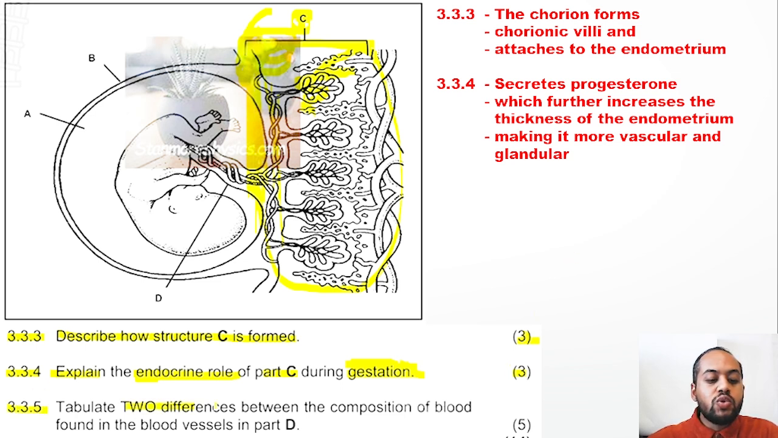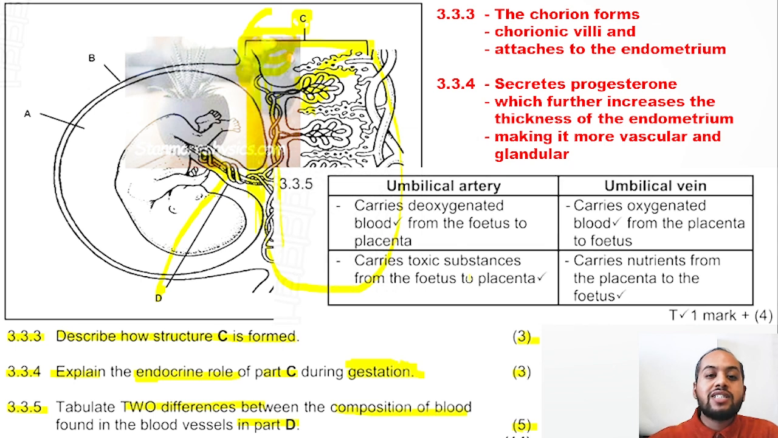3.3.5, tabulate 2 differences between the composition of blood found in the blood vessels in part D, for 5 marks. Blood vessels in part D. What is part D pointing to? It's pointing to the umbilical cord. What are the blood vessels in the umbilical cord? You are going to have the umbilical artery and the umbilical vein. So we are tabulating differences between the umbilical artery and the umbilical vein.